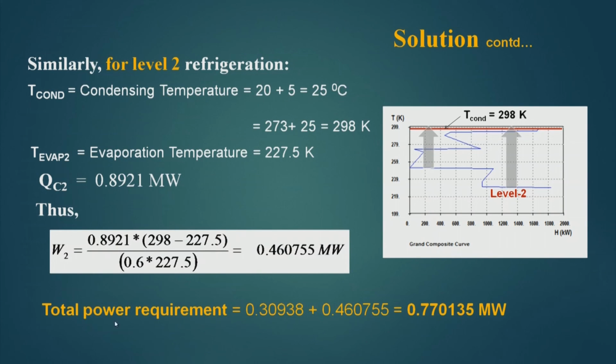So, the total power requirement is the first one, W1 plus W2, which comes out to 0.770135 megawatt. So, in the actual case, this 0.770135 megawatt will be consumed to provide the cooling at two levels, level 1 and level 2. To provide this, I will need 0.770135 megawatt of energy, and this will be consumed in the compressors of the compression refrigeration system.